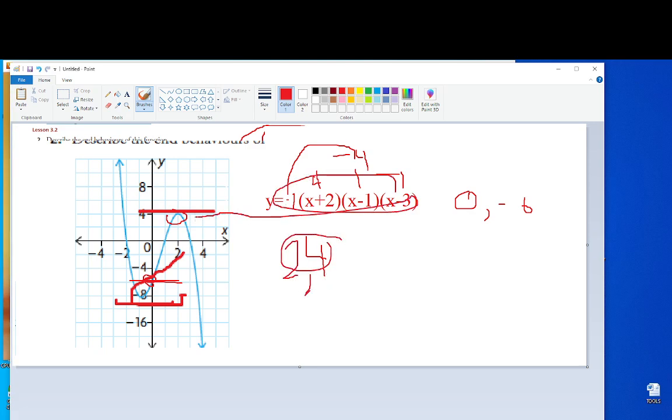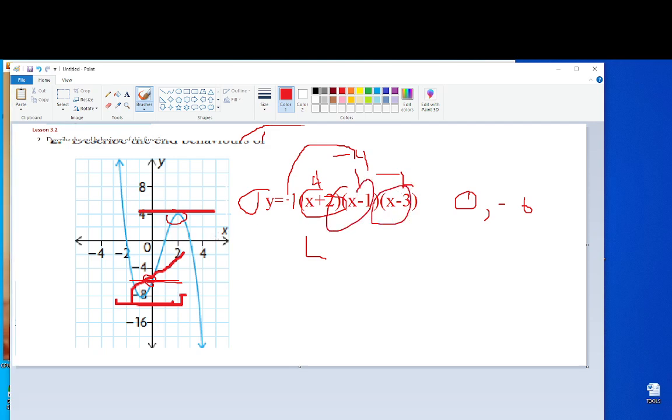This equation produces this dot, and all 3 other dots. Therefore, it's the right equation. The equation is y is equal to -1 times x plus 2 times x minus 1 times x minus 3. And this -1 indeed makes it the beginning behavior and end behavior like that.